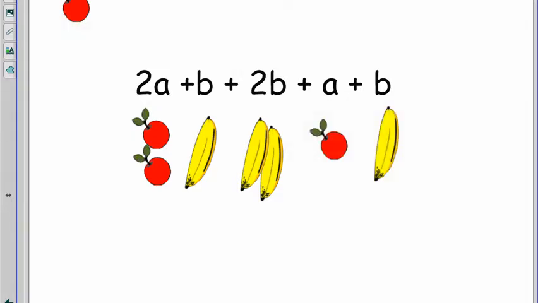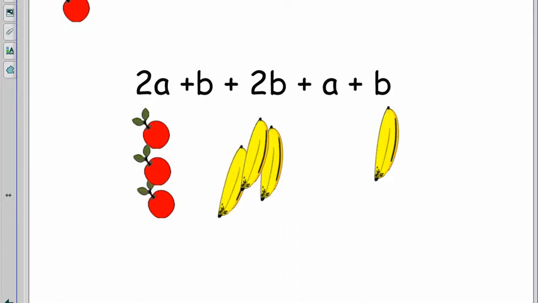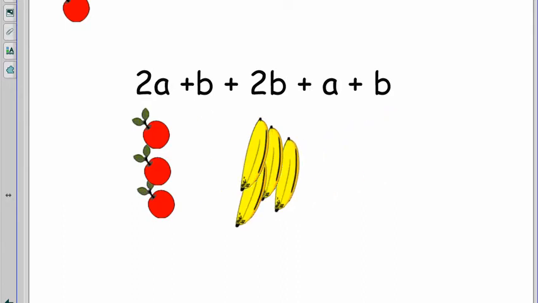So if someone said to you, how much fruit do you have? How many apples and bananas? You wouldn't say, I have 2 apples, a banana, 2 bananas, an apple, and a banana. You would combine the like items, or the like terms in this case. And so let's do that. Move that apple over there, and this banana over here, and this banana over here. And now that I've combined them, I can say I have 3 apples and 4 bananas. And so what I've done is I've combined my like terms.